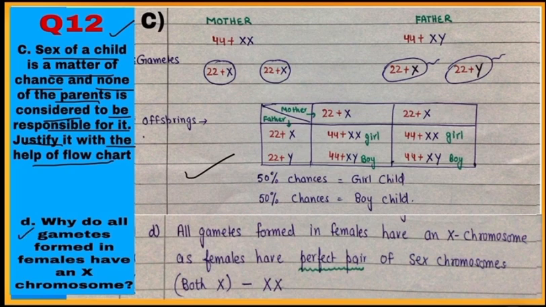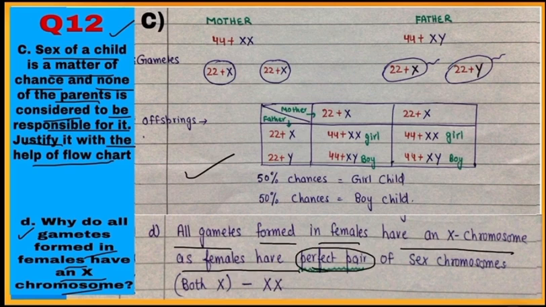Part D. Why do all gametes formed in female have an X chromosome? All gametes formed in females have an X chromosome, as females have perfect pair of sex chromosomes, means both the chromosomes are XX. That's why all the gametes formed in females have an X chromosome.